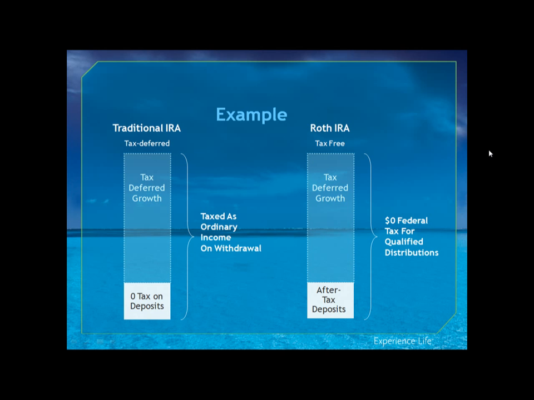On the Roth IRA plan, for example, we are using after-tax dollars to create the deposit. Since we're using after-tax dollars for the deposit, the first money in is free of tax. The growth will grow tax deferred, but when we reach the age of retirement, there are qualified distributions that will be coming out of that if it's structured properly, and you will have no tax on those qualified distributions.